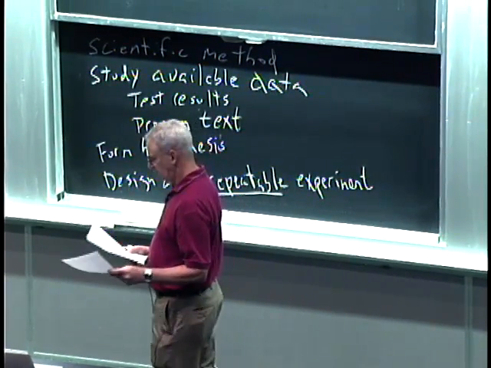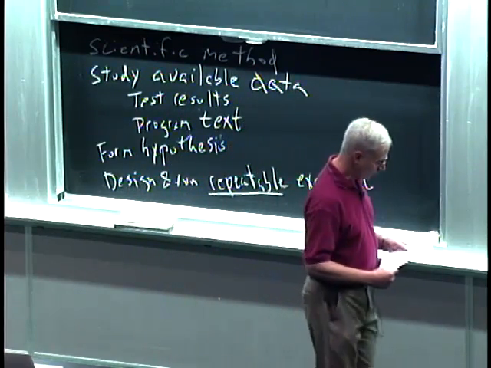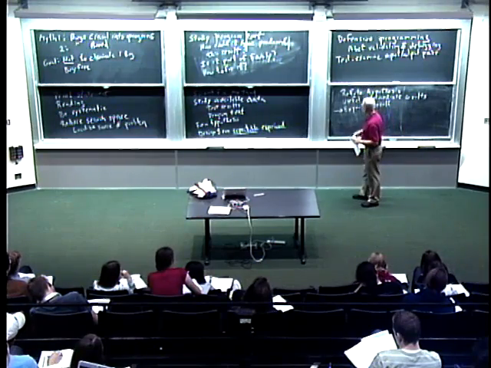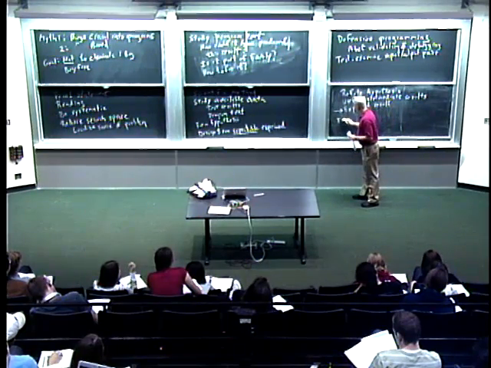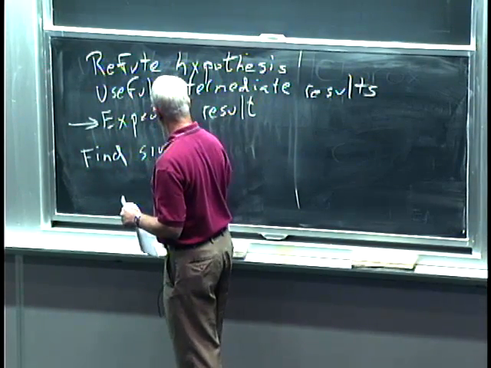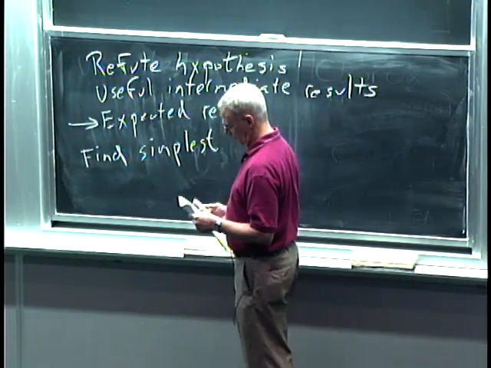Now let's think about designing the experiment itself. The goal here, there are two goals, or more than two. One is to find the simplest input that will provoke the bug.